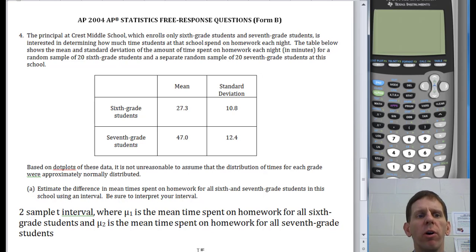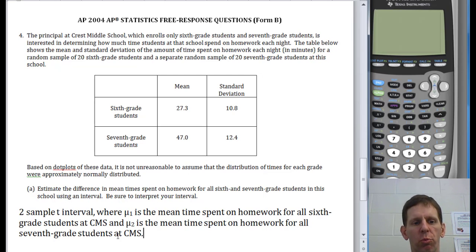Now I'll let this go. Specifically here though, it does talk about the sample as being 6th grade students and 7th grade students at this school. So it's probably not a bad idea to mention that these are 6th grade students at Crest Middle School and 7th grade students at Crest Middle School. So we abbreviated Crest Middle School as CMS here. So our procedure is the 2-sample t-interval. We have 2 parameters, mu 1 and mu 2. They're both dealing with mean time spent on homework. Our first population is for all the 6th grade students at the school, and then the second population is all 7th grade students at the school.